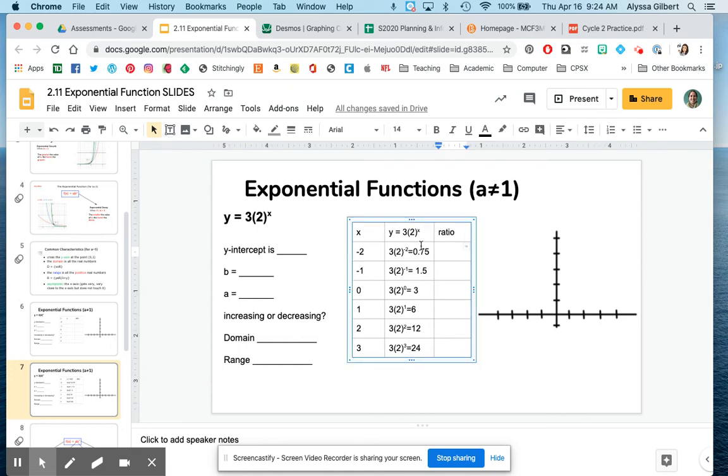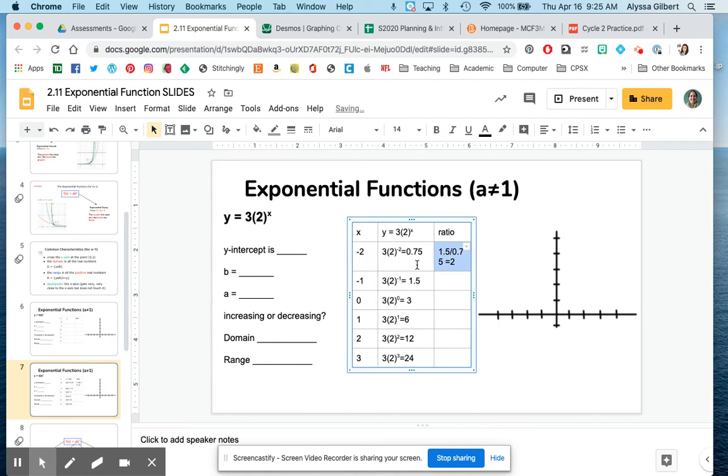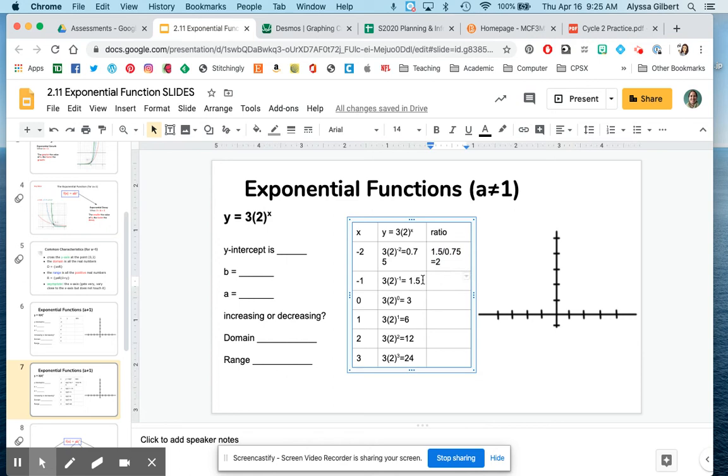So 1.5 divided by 0.75 equals 2, right? Oops, that should be 0.75. I'm going to make this bigger too, eventually. And so for the ratio here, you're going to do 3 divided by 1.5, equals 2. Notice how all of our ratios are 2, right?